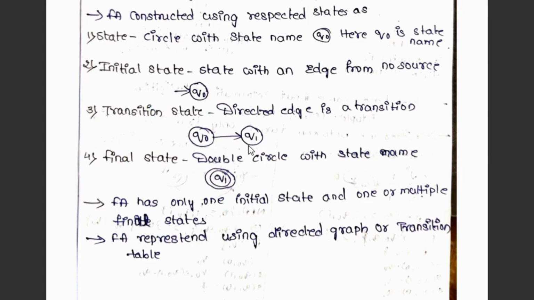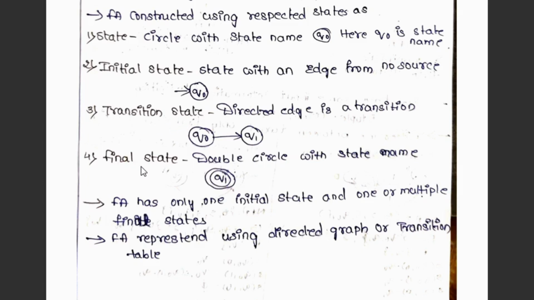So how to represent the transition? A transition is nothing but a directed edge. Suppose this is one state and this is another state. Q0 is one state and Q1 is another state. To represent these two states with some relation, we have to represent it with the transition arrow. What does this arrow mean? Q0 is going towards Q1. To represent it in that way, we use the arrow. This is known as a transition, from Q0 to Q1.